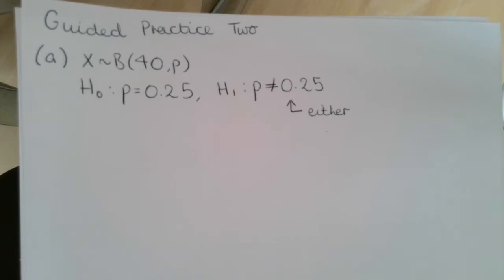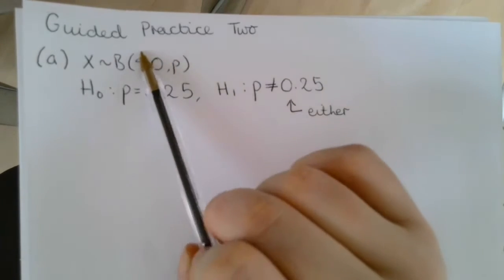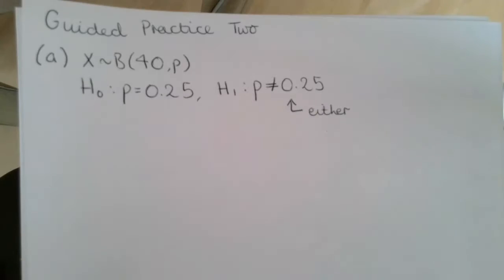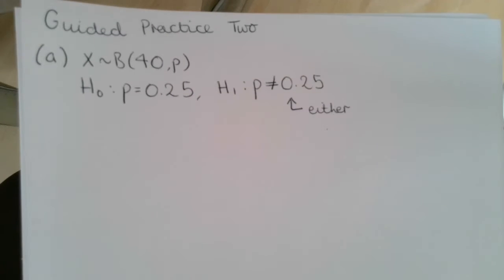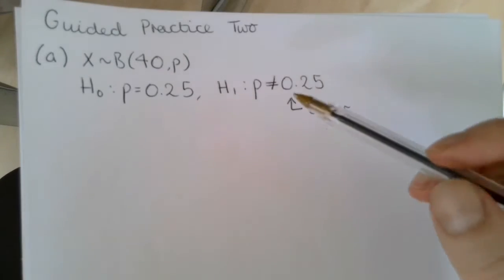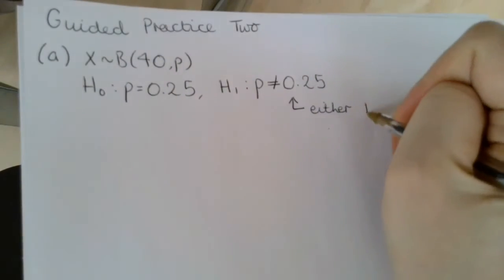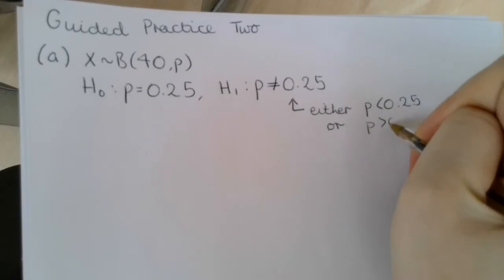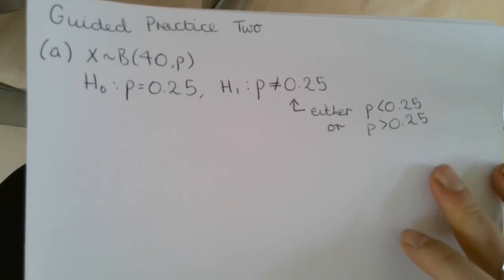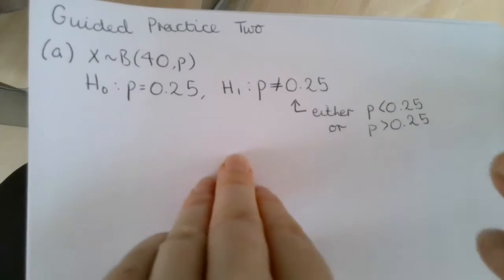So we're told that a random variable x has binomial distribution where the number of trials n is 40 and we've got our parameter p, which we're testing. A single observation is used to test our null hypothesis that the value of p is equal to 0.25, against our alternative hypothesis that p doesn't equal 0.25. The reason why this is a two-tailed test is that we could have either p is less than 0.25 or p is greater than 0.25. So we're going to have the two different tails of that test.